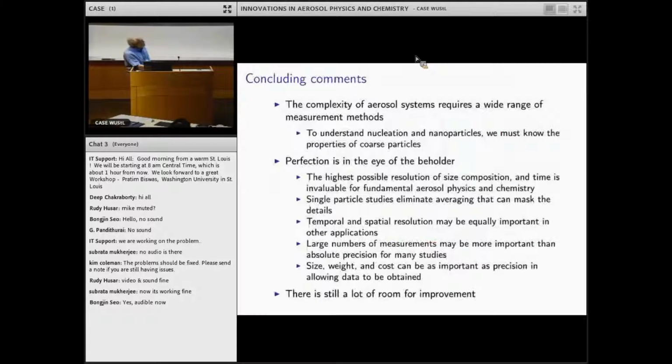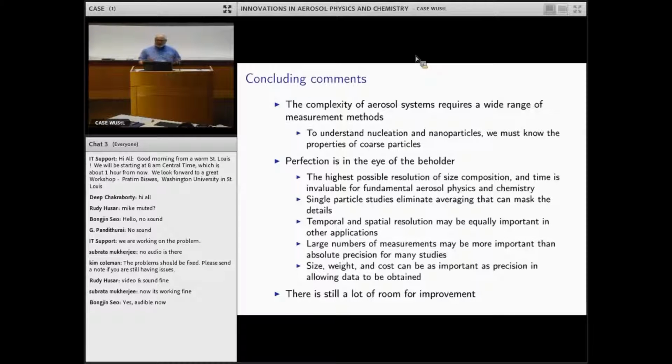So, in conclusion, aerosol systems are complex. And we can't get away with a single measurement. We need the mass spectrometers. We need the Apitoff to get down to the smallest molecular clusters. We need all of the chemical tools that we can bring to bear. We need remote sensing to bring in the large scales. We need ability to look at biological particles.